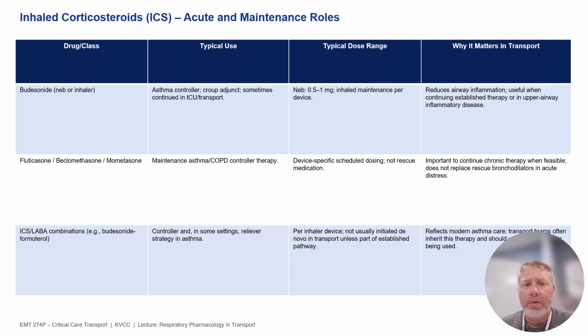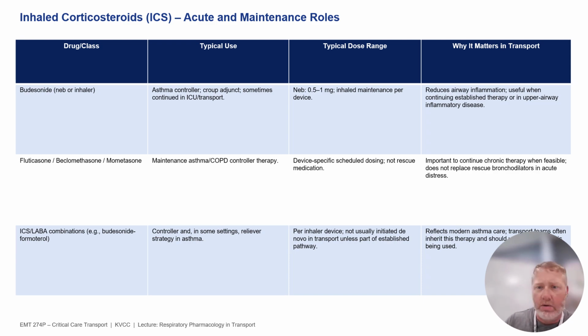Pulmicort is the most popular one, I would say. Budesonide is the generic. So top left in the table, budesonide is Pulmicort. That comes in either an inhaler or a small volume nebulizer. That is sometimes used in croup, sometimes used in ICU airway management protocols.